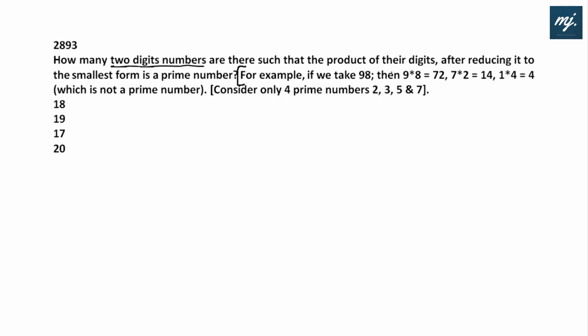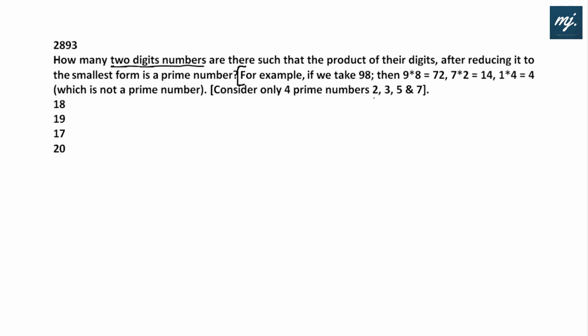For example, if we take 98, then 9 into 8, we are multiplying the digits, would be 72, then 7 into 2, 14, then 1 into 4, 4. We end up getting a single digit number 4, which is not a prime number. But we are looking for such two-digit numbers which will end up in a prime number. And one consideration is also given.